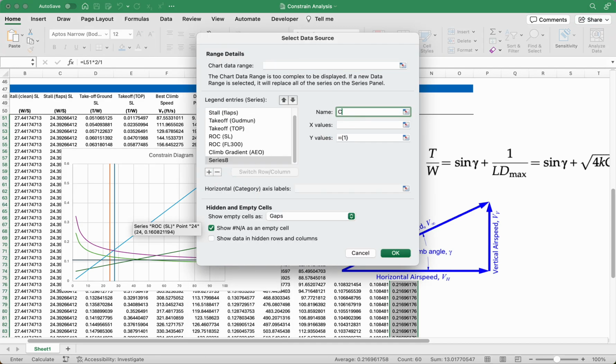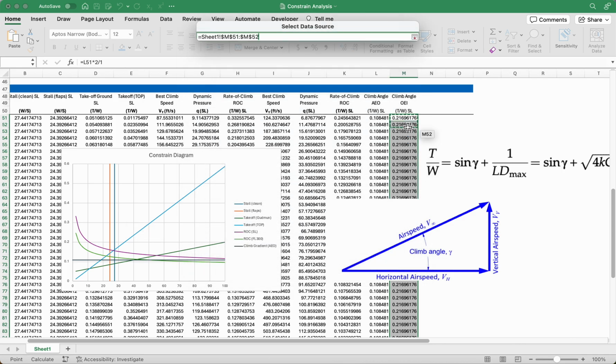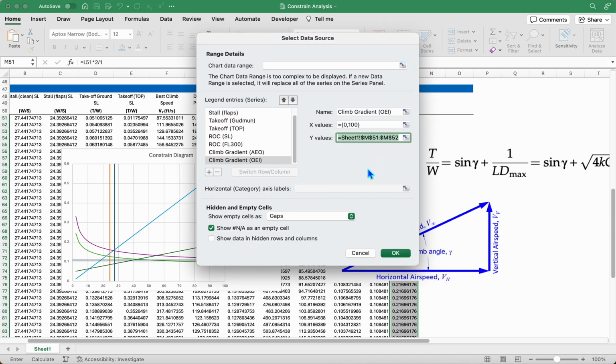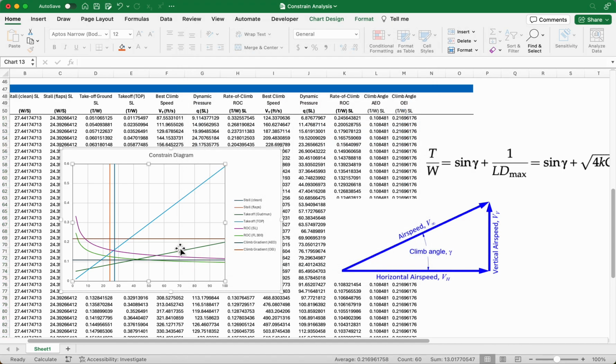So I'll add climb gradient one engine inoperable. Our x values, again, 0, 100, and our y values, I'm just going to select the first two points. And when we plot this, we can see this line is now double. So if we have a two engine aircraft and one engine is out, then our minimum thrust requirement to maintain 2.5 degree climb angle is over 0.2 now.